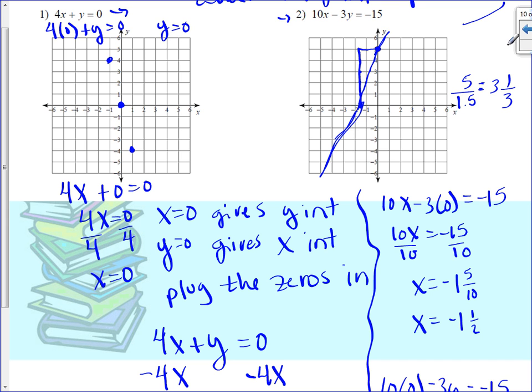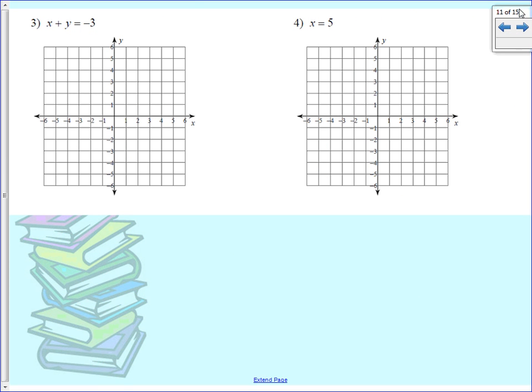You guys want to do one more graphing one? Yes. Okay, and then you guys will have 15 minutes to work independently. If I plug 0 in for x, what is y going to equal? Negative 3. If I plug 0 in for y, what is x going to equal? Bam, this one is pretty easy.